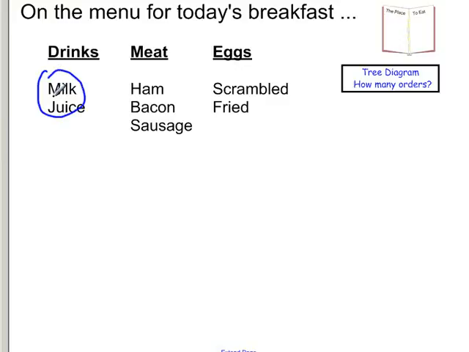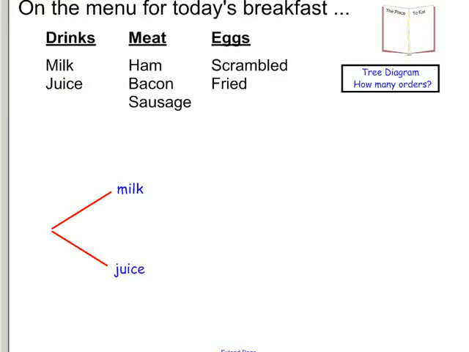And when I start my tree diagram, I need to realize there are two options. There are two roads I could travel. I could go the milk route or I could go the juice route, and that's the main idea. So I start to form this tree diagram where I begin this road. I have to make a decision. Do I go down the milk road or the juice road? And that's the beginning of my tree diagram.